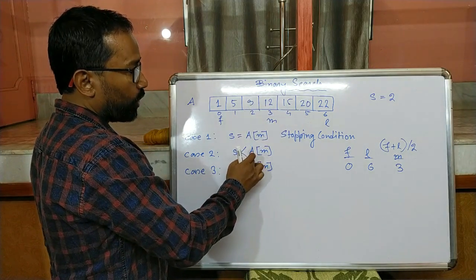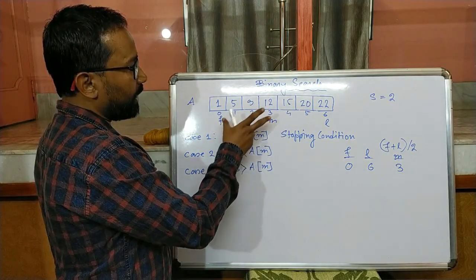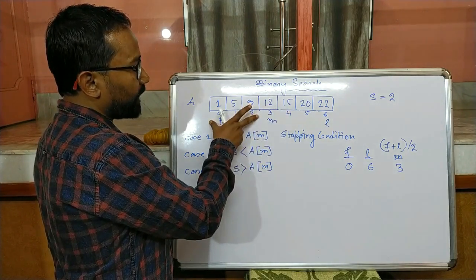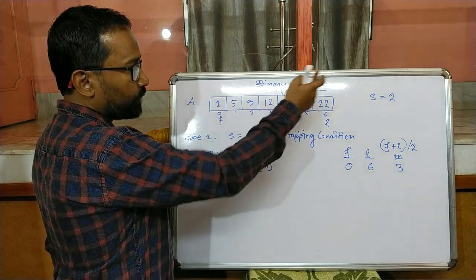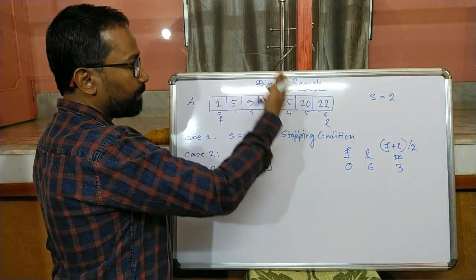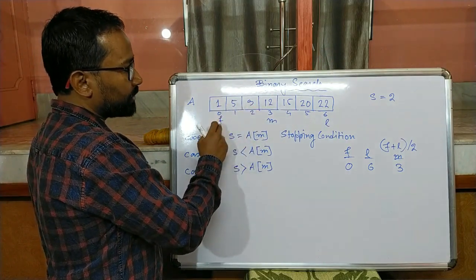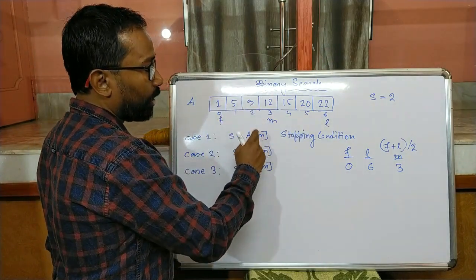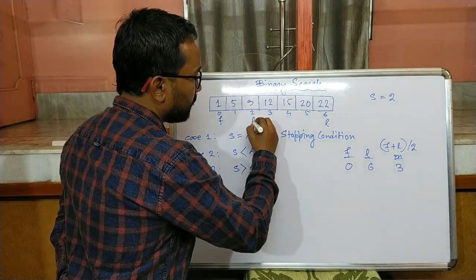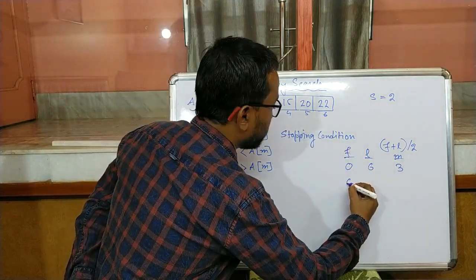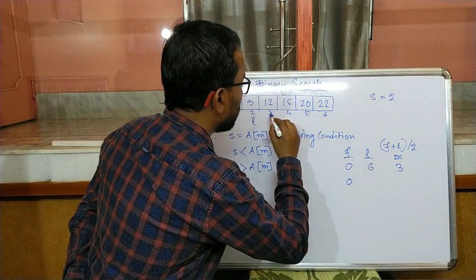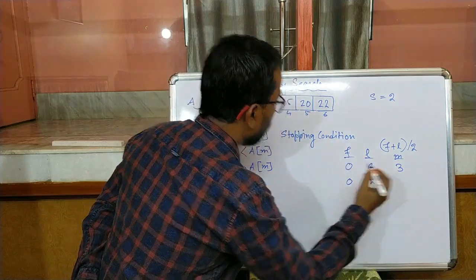Yes, this is true. For that we will reduce the search area and find the value in the first part, because the middle element's value is greater than that. So that value must be present before the middle element, means left of the middle element here. So F is this. L value we have to change here. How? M minus 1. This becomes L. F is 0, L is M, which was 3, minus 1, means 2.